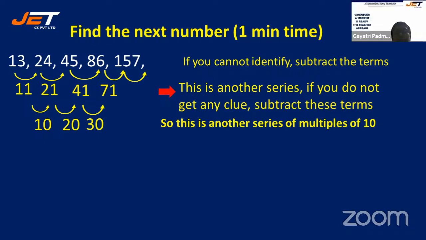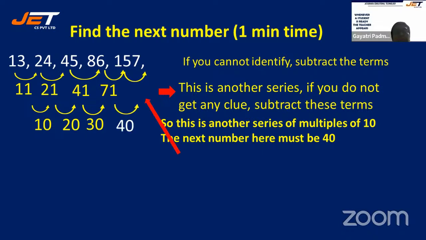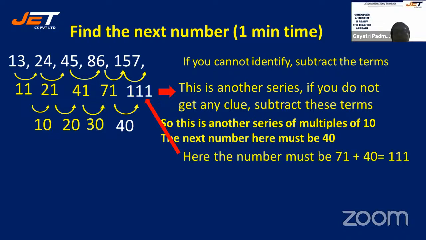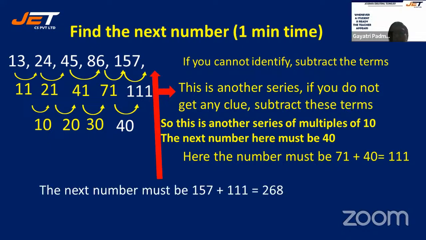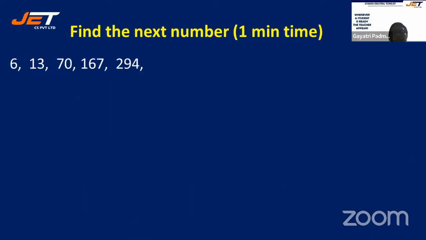So now this is another series which goes in multiples of 10. So the next must be 40 because 10, 20, 30 and 40. So 71 must be added with 40 to get 111. Now 157 must be added with 111 to get the next number, which is 268. Yes. Right. Now let us try another one.